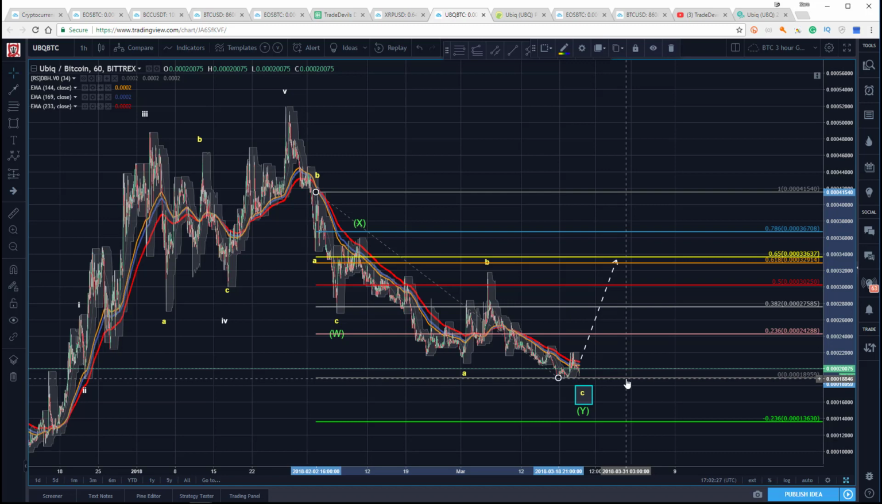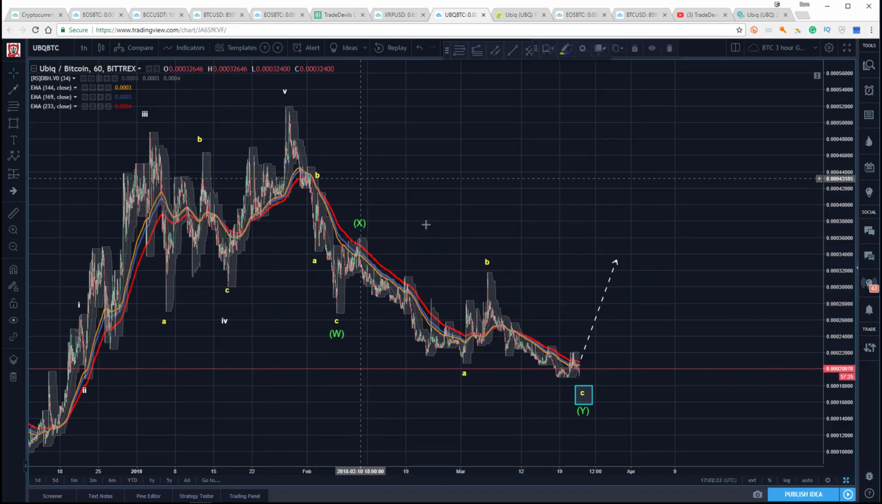So I'd want to be alerted if we break to a new low. I'd want to know about that. So that's a reasonable spot to put a target or put an alert on. And then knowing that we've got to face that resistance.